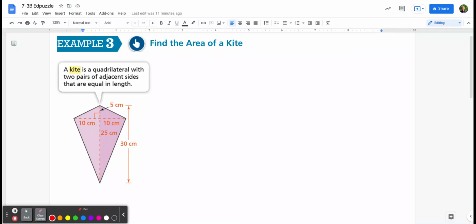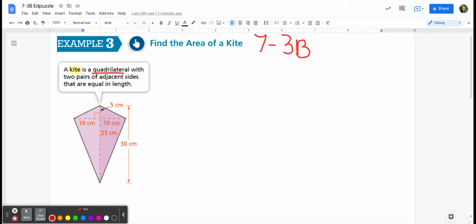This is lesson 7.3b. We are going to be finding the area of a kite. A kite is a quadrilateral, which is a four-sided figure with two pairs of adjacent sides that are equal in length. So when we talk about geometry, adjacent means that they have a common vertex and a common side.